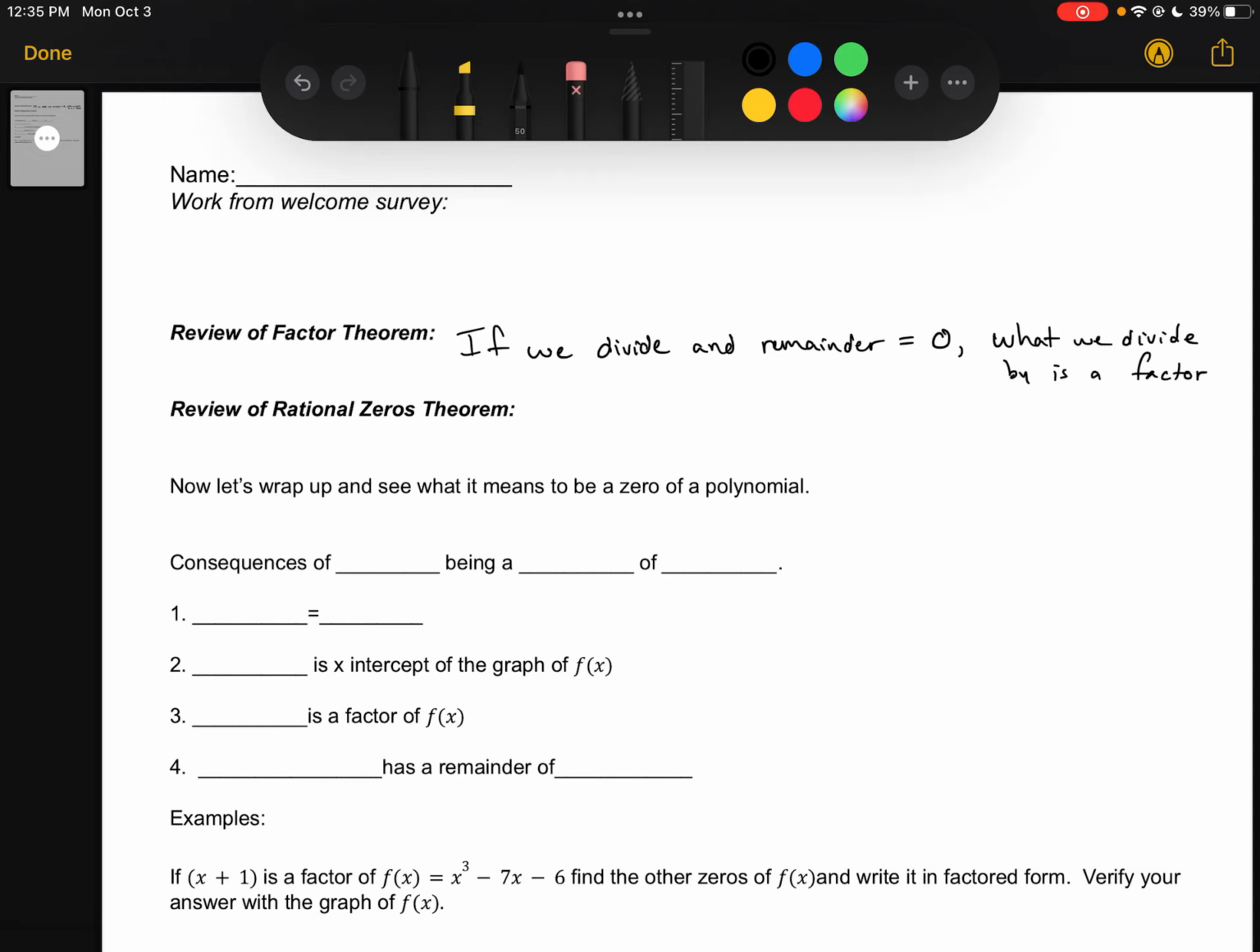For our second theorem here, our rational zeros theorem, we had a few steps, and I'll just remind you of those steps. That way, if you don't have access to yesterday's notes, you'll be able to refer back to these here. So step 1, break first and last term into their factors.